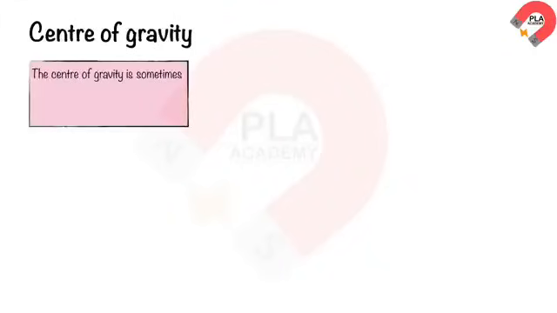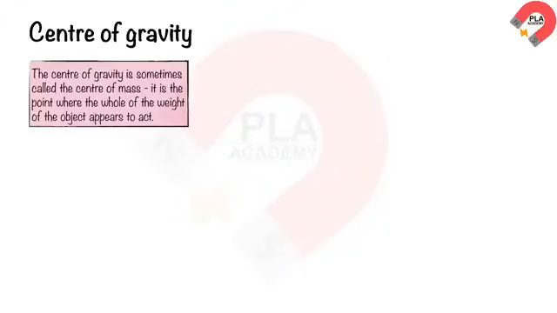Center of gravity. The center of gravity is sometimes called the center of mass. It is the point where the whole of the weight of the object appears to act. The weight of an object acts through the center of gravity.